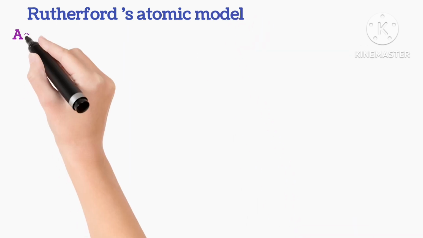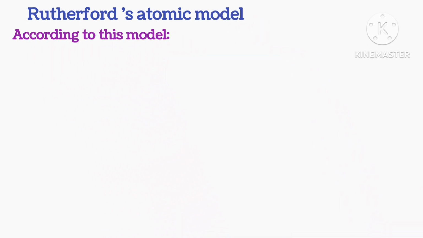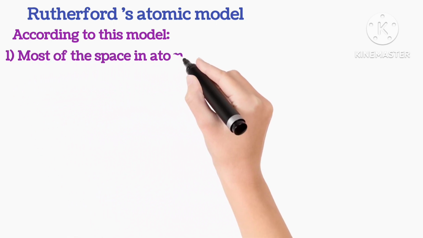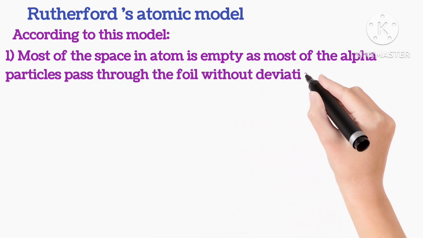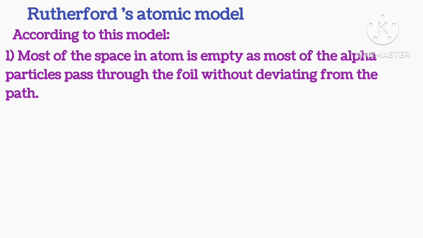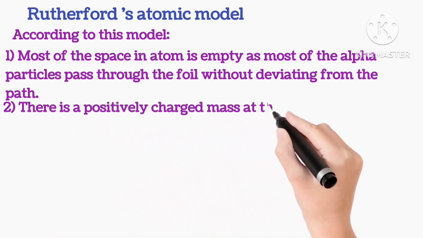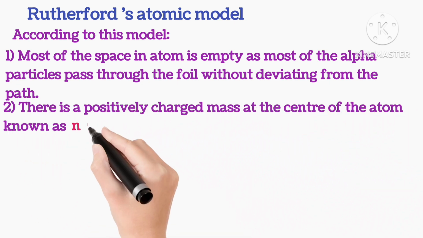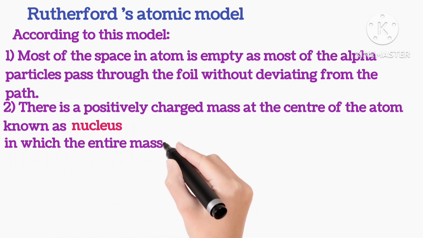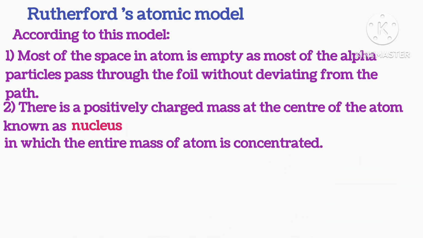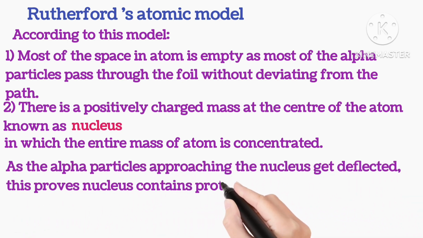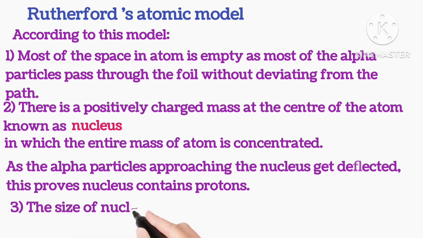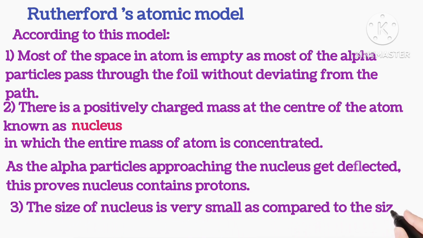Rutherford's atomic model. According to this model, most of the space in the atom is empty, as most of the alpha particles pass through the foil without deviating from the path. There is a positive charge mass at the center of the atom known as the nucleus, in which the entire mass of the atom is concentrated. As alpha particles approaching the nucleus get deflected, this proves the nucleus contains protons. The size of the nucleus is very small as compared to the size of the atom.